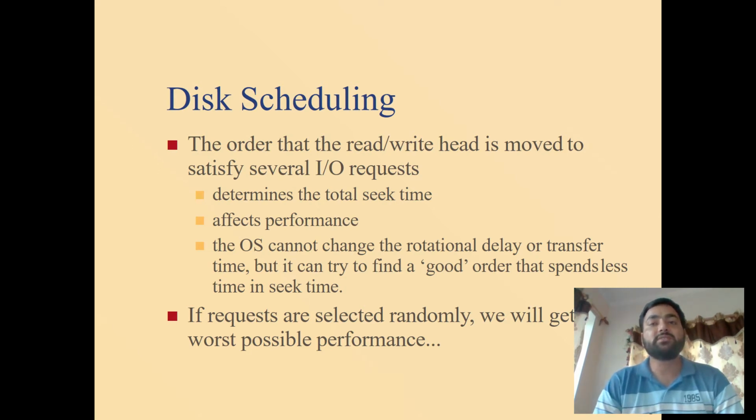See, a particular situation is if requests are selected randomly. If the operating system selects the requests in a random order, that is not a specific order, then it will be the worst situation for a particular operation to be performed in the system. That means it will lead to the worst possible performance by the system. The performance will be worst in this case if the requests are made randomly.